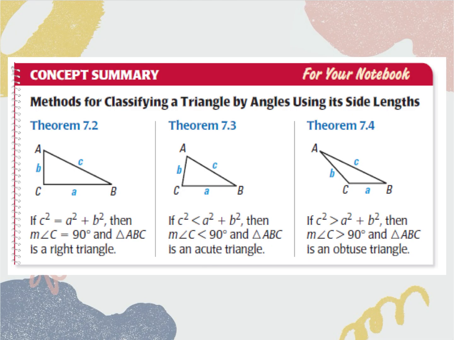All right, this is just everything summed up, everything put together. If they're equal, it's a right triangle. If your longest side is less than, it's acute. If it's greater than, it's obtuse.